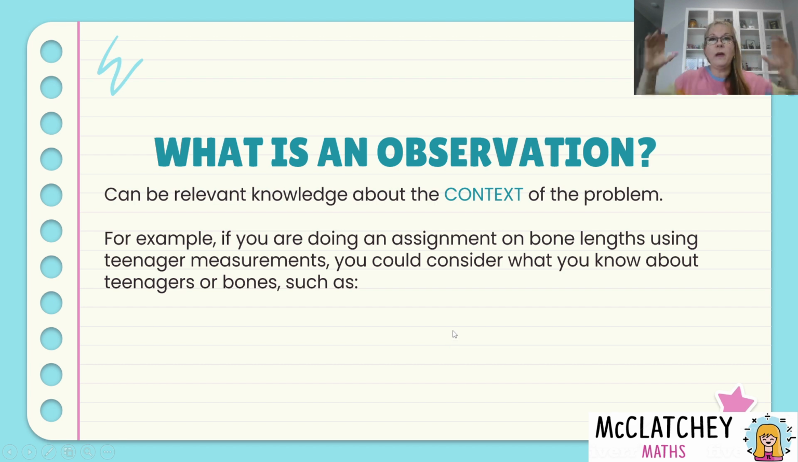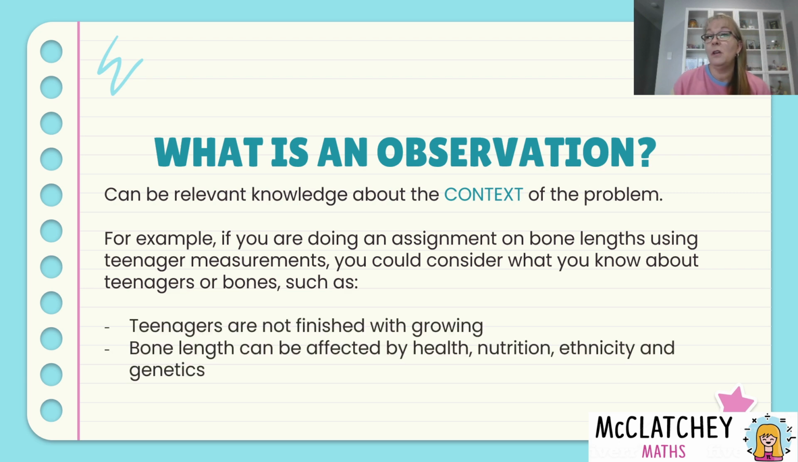So this is where at the very top of your task sheet, your teacher will have given you a real life context to apply this modelling problem to. So you might be doing an assignment, for example, on bone lengths. This seems to be a very popular topic for PSMTs in the senior years. You might be looking at teenager measurements, and you need to think then about what you know about teenagers and what you know about bones. You know teenagers aren't finished growing. That's an observation that's going to affect your results.